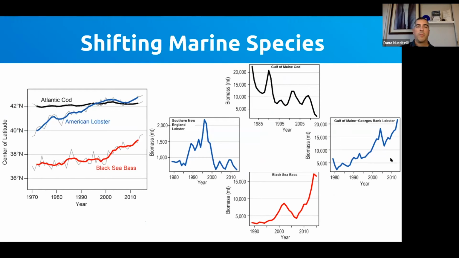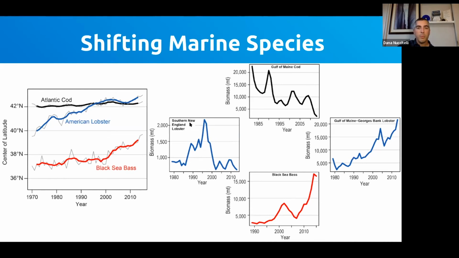They also have been seeing shifting species in the Atlantic Ocean. You can see over here, this is the latitude of where the species have been. Lobsters have been moving further and further to the north. Black sea bass moved in, while Atlantic cod were already very far to the north, so they haven't been able to adapt because they haven't had much further north to move. As a result, the cod population has declined really fast. The black sea bass kind of replaced it.